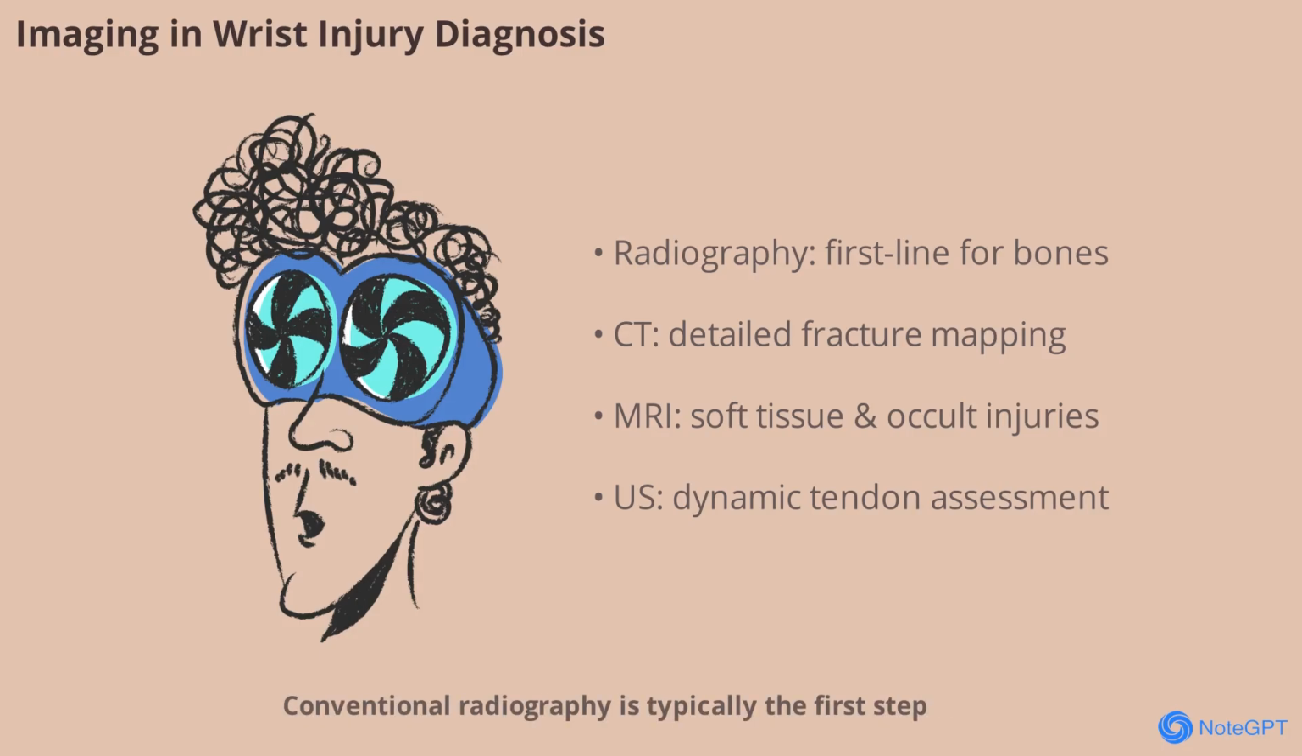Conventional radiography is typically the first step, especially for detecting bone trauma. However, it can miss subtle or occult fractures, particularly in the scaphoid and hamate bones. Computed tomography (CT) offers superior detail for complex or hidden fractures, aiding in surgical planning. Magnetic resonance imaging (MRI) is invaluable for identifying occult fractures, overuse injuries, and tendon abnormality. Ultrasound (US) is increasingly used for dynamic assessment of tendons and can sometimes detect fractures. Choosing the right imaging modality ensures accurate diagnosis and guides appropriate management.